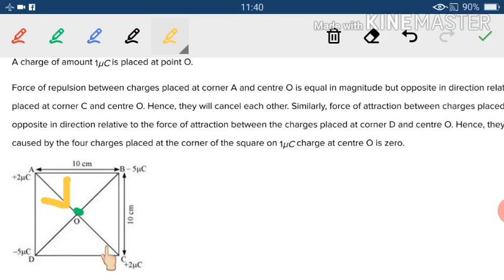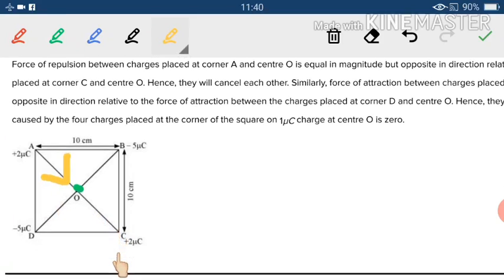And if we talk about the force between this charge, plus 2 microcoulomb, and the charge which is here, that is 1 microcoulomb, again the force will be repulsive. So the direction of this force will be like this. It means these two forces are equal in magnitude but opposite in direction. So the force on this charge due to these two charges will be 0. They will cancel out each other.